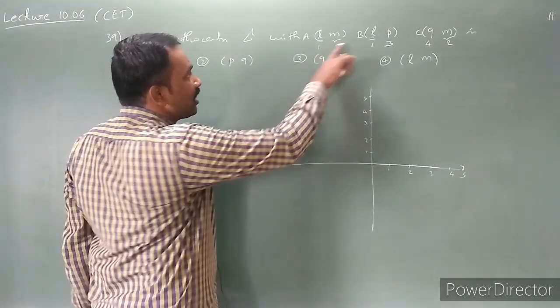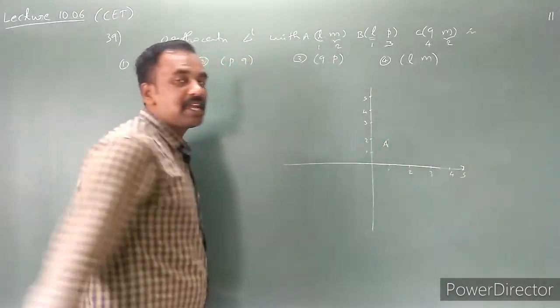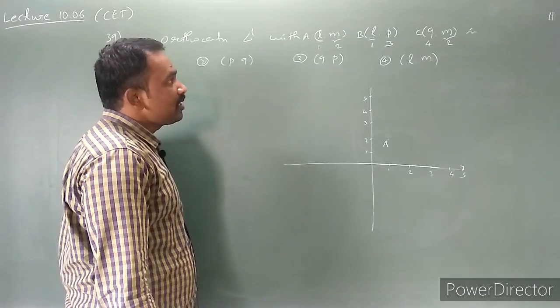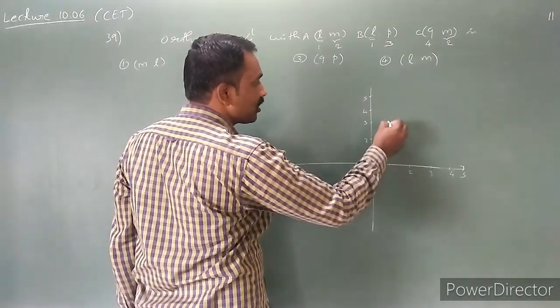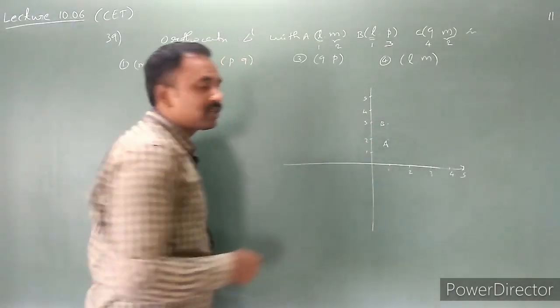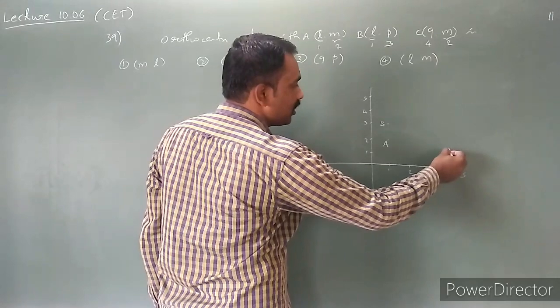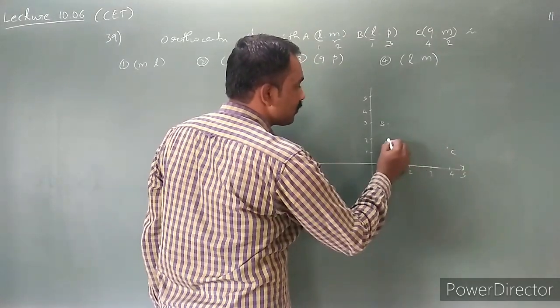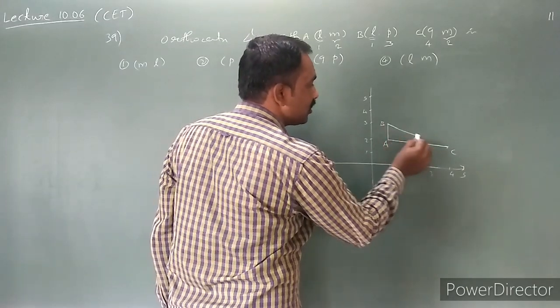Okay, (L, M) is nothing but (1, 2). (1, 2) is this point, point A. Next, (L, P): L is 1 and P is 3, so (1, 3). This is the point B. Are you clear? Next, (Q, M) is (4, 2). This is the point C. Now join AC, BA and BC.